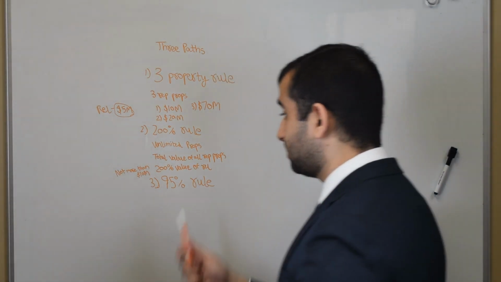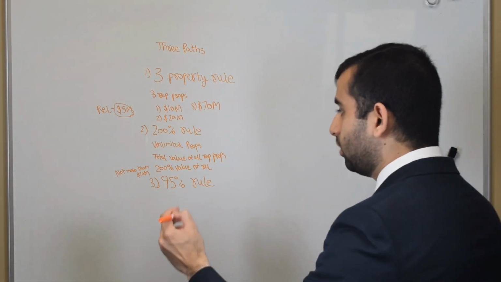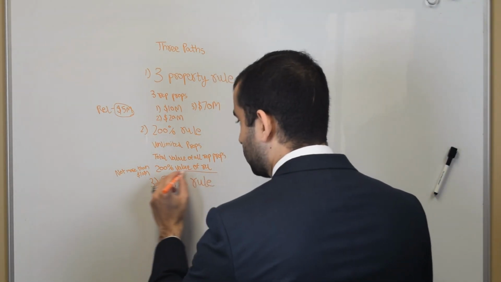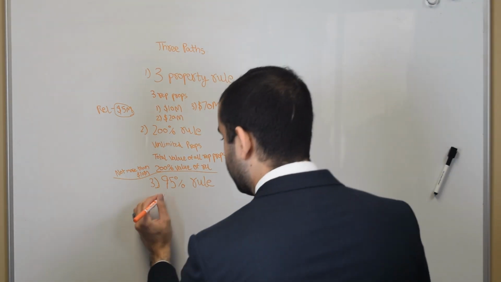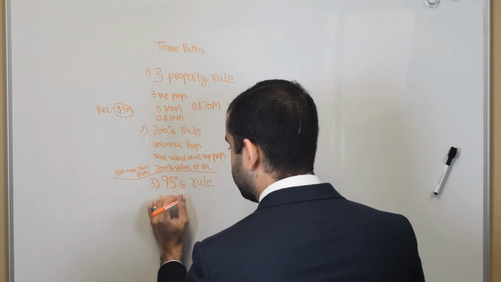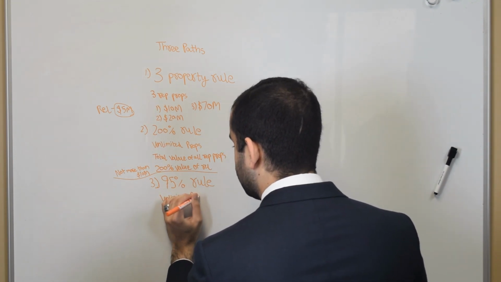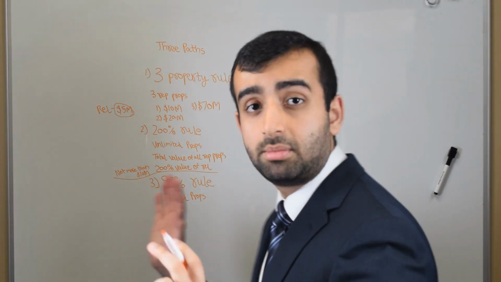And now let's talk about the last rule, but not the least one. It's the 95% rule. What happens over here? Hold on, let me just draw a line right here. Okay, good. What happens over here? You can identify unlimited amounts of properties. It does not matter. And here's the other part as well. Their value over here does not matter. It can be however much value you want.